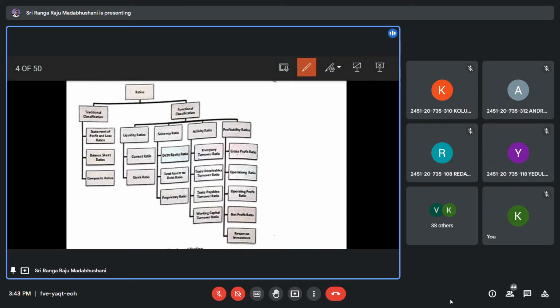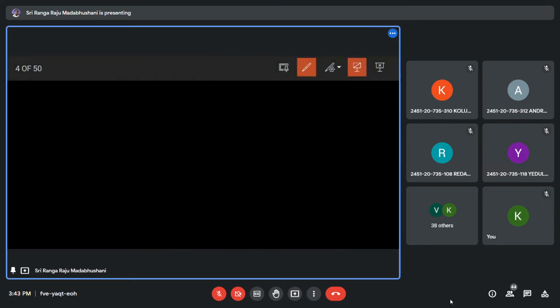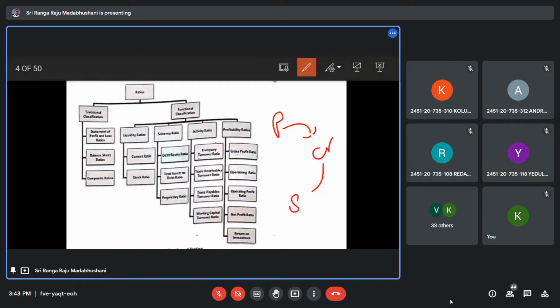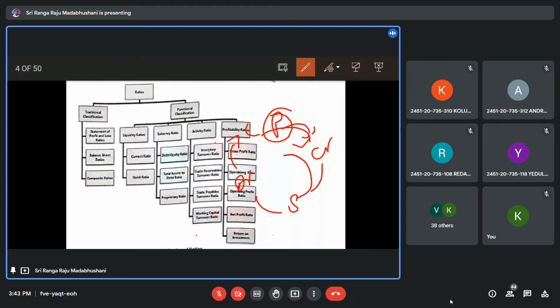Then the activity-based ratios, activity, turnover. Turnover means completion of one cycle. We purchase the goods on credit, meaning creditors. Then you sell the goods on credit, then debtors. From them you will receive cash. Then that cash will be paid to creditors. Again you will purchase the goods, again sell the goods, again they will become debtors, from them you will collect. So this is one cycle.